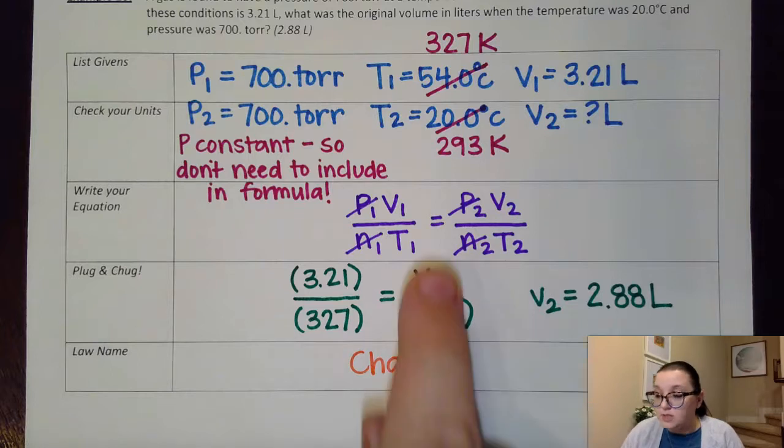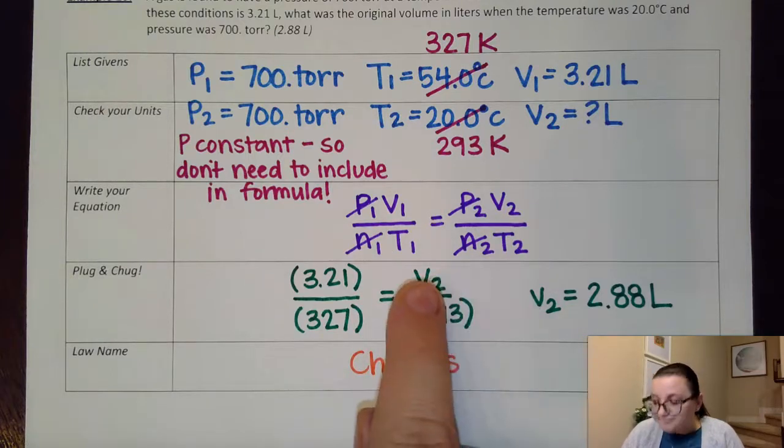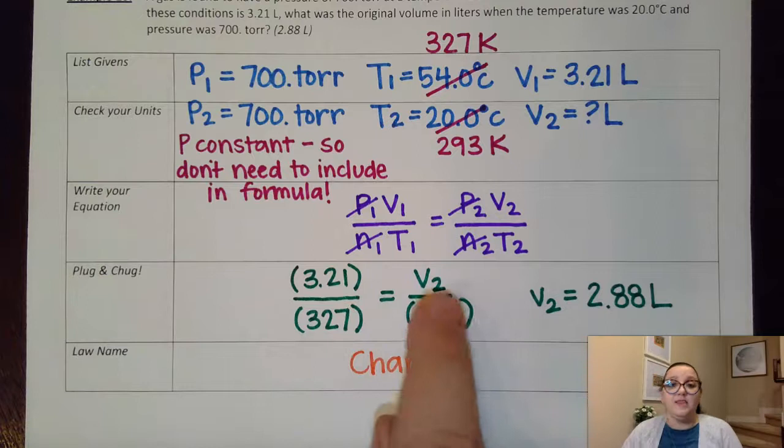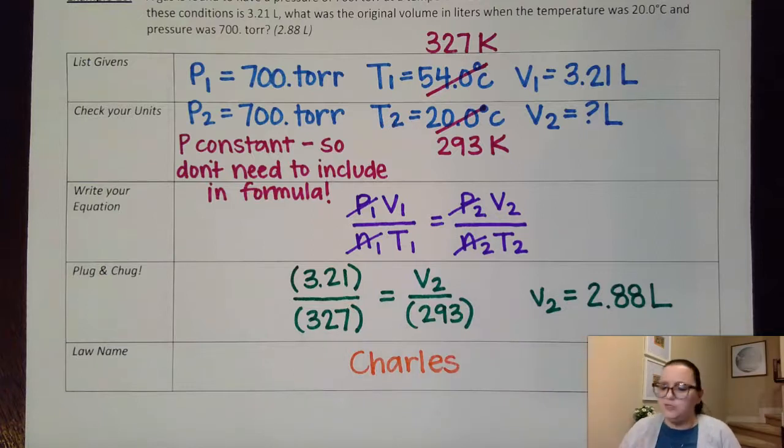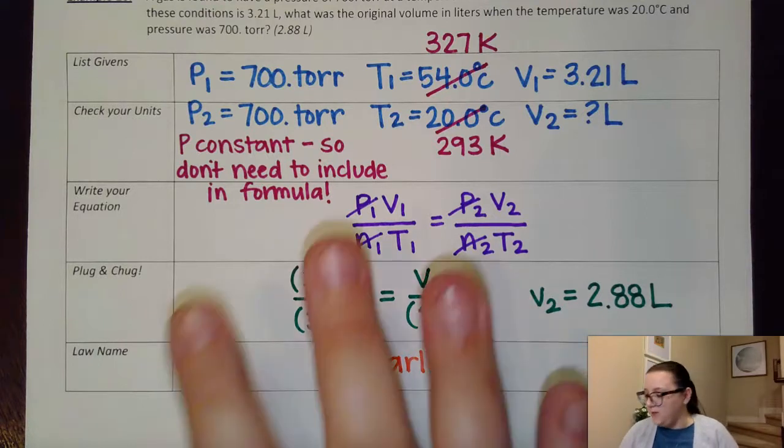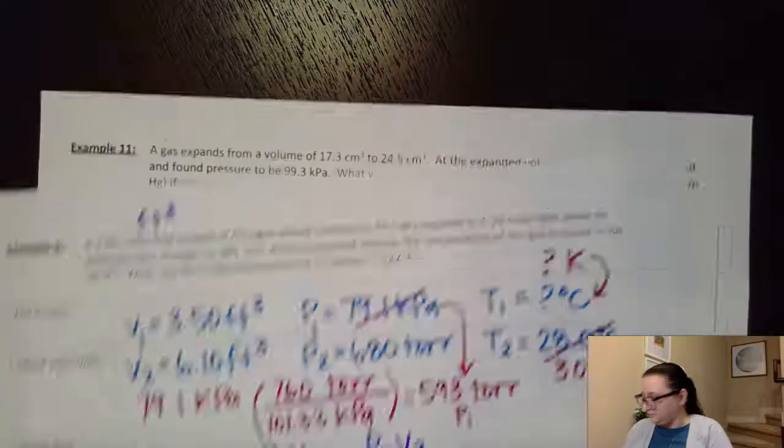So then I just went down here to my equation. I crossed off pressure and the amount, the moles weren't even mentioned, so I assumed that that stayed constant as well. Plugged in my numbers, did some cross multiplying to solve V2, and that should have gotten a V2 of 2.88 liters. As far as the law is concerned, since only temperature and volume changed, that would have been Charles's law. All right, let's flip to the next page. There's a few more on there.